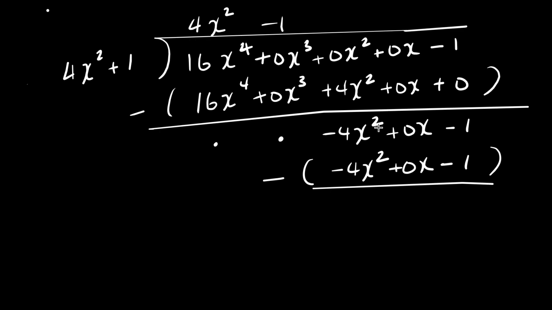So -4x squared minus a -4x squared gives us 0. 0x minus 0x is 0. And then, of course, a -1 minus a -1, which is -1 plus 1, is also 0. And as we expected, we end up with a remainder of 0. We already knew this to be the case because we already worked this out on the prior page with a difference of two squares. So our quotient in this case, of course, is 4x squared minus 1. And that is because 4x squared plus 1 is a factor of 16x to the fourth minus 1.